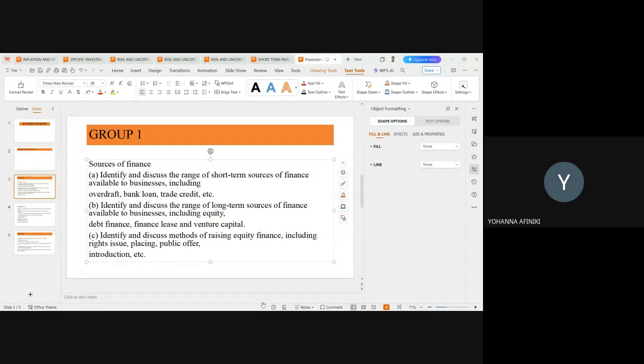Then we have factoring. Factoring is the selling of account receivables to third parties for immediate cash. It is often at a discount to enhance liquidity. Then invoice discounting. We have discussed it before, submitting invoices to a financial institution or third party for immediate funding. They will help us with funds to run the operational activities of the business. And with invoice discounting, the repayment is made.